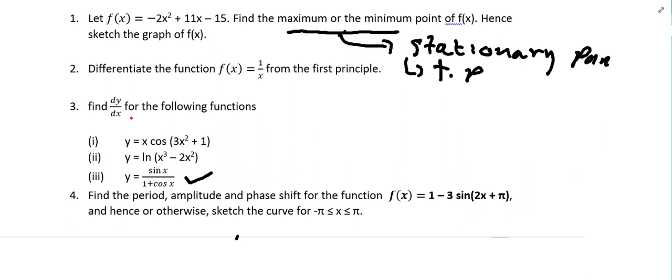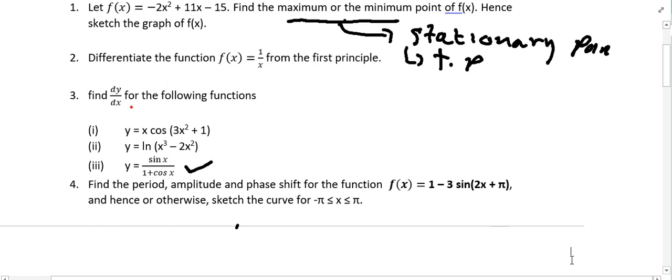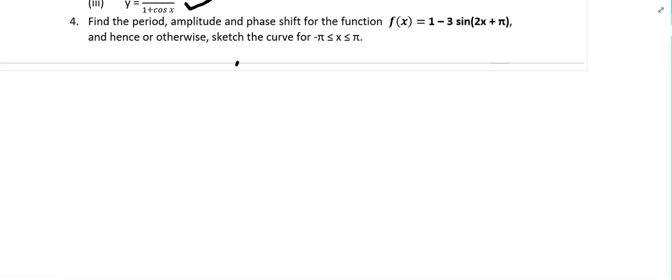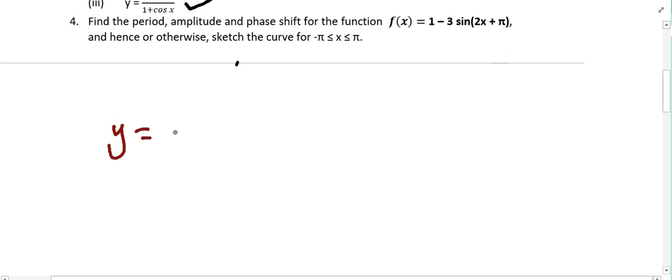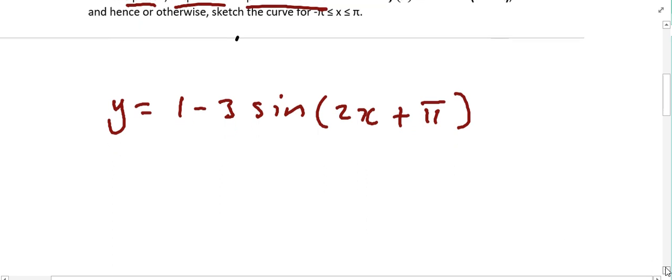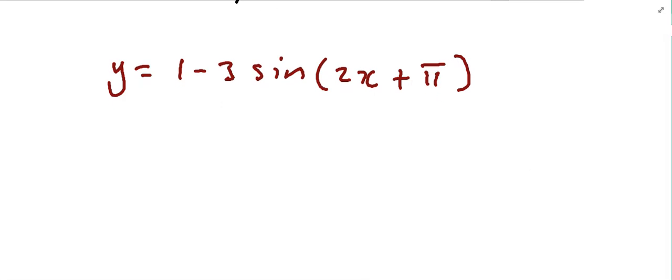Okay, so let me quickly look at the last question in today's class. Let me quickly work it out. The first thing, as usual, I'm going to write the equation we have been given, which is y is equal to 1 minus 3 sine(2x plus pi). Most of the time they'll ask you to find the amplitude, the period, and the phase shift. Those are the three things that you are mostly asked, but in most cases those things also need to know the vertical shift.